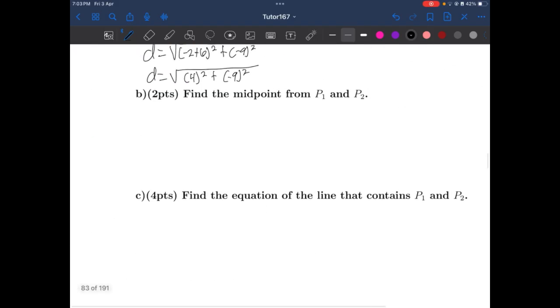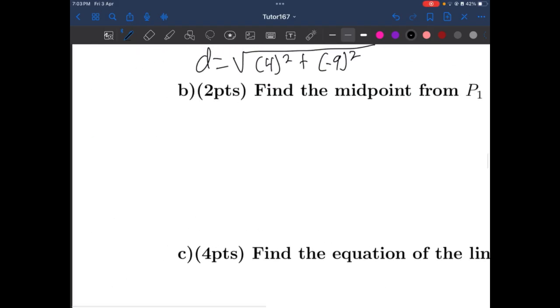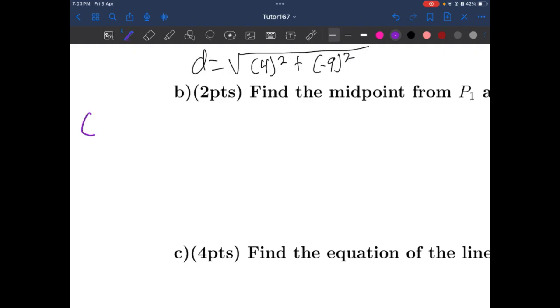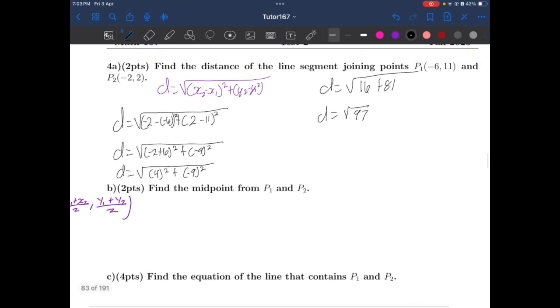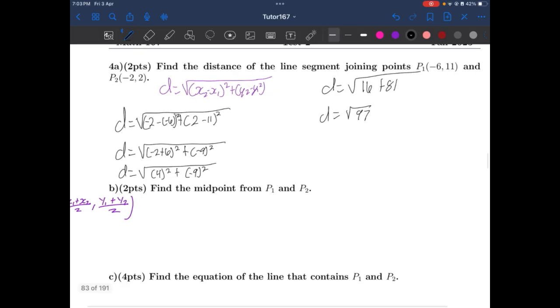Okay. Find the midpoint of P1 and P2. (x1 plus x2) divided by 2, (y1 plus y2) divided by 2. Okay, so x1 plus x2, so that's negative 6 plus negative 2 divided by 2, and 11 plus 2 divided by 2.